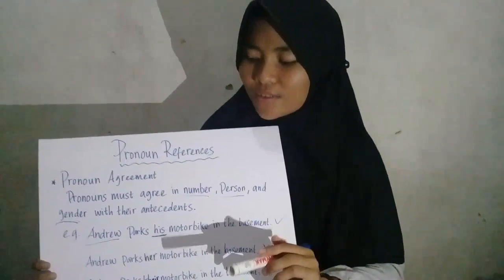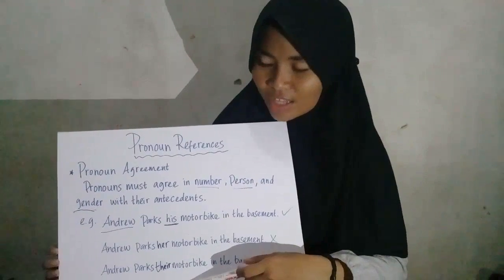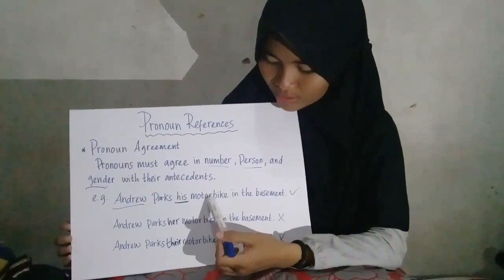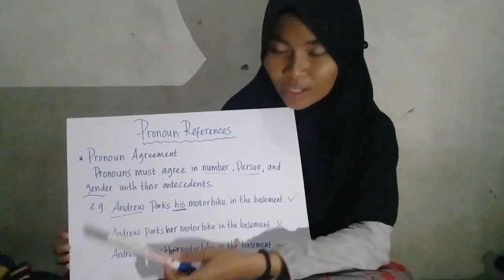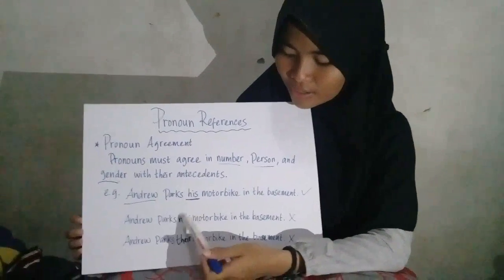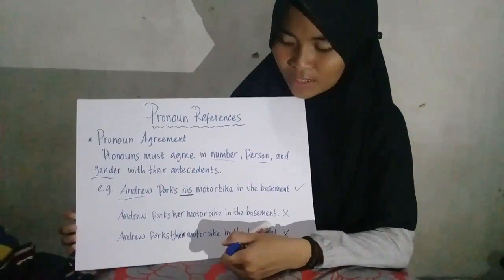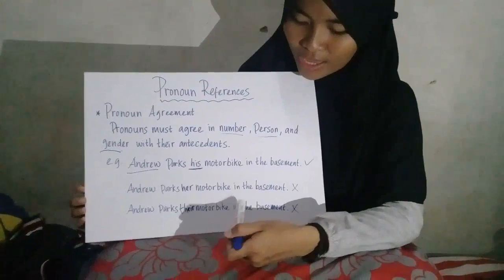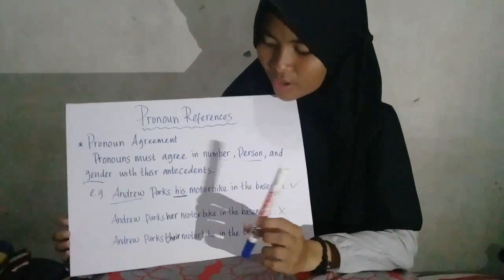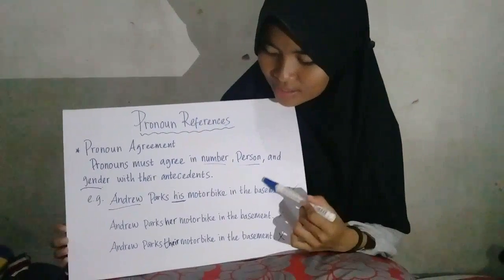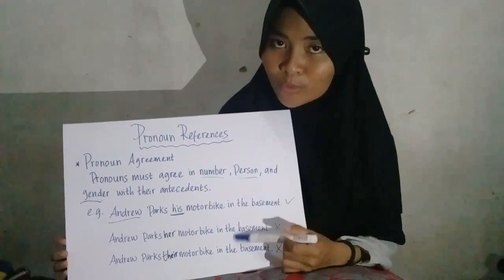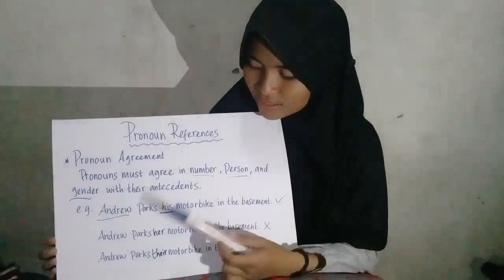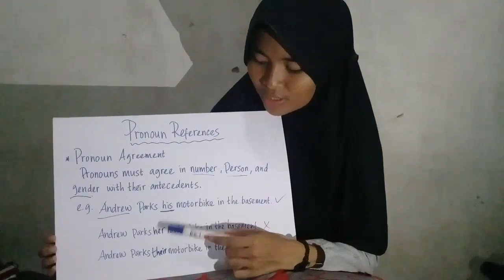Okay. I have some sentences here. The first one is "Andrew parks his motorbike in the basement." The second one is "Andrew parks her motorbike in the basement." And the last one is "Andrew parks their motorbike in the basement." We can see that these three sentences are almost the same. What makes them different is the pronoun in each sentence.